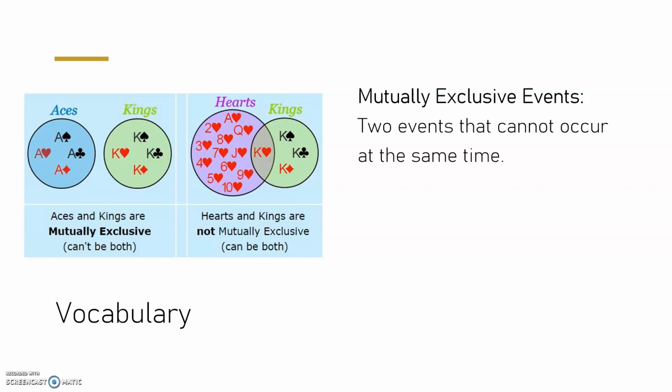However, if you have drawing a heart, which is a suit, and drawing a king, it is possible to be both of those two things because there's one card, the King of Hearts, that's both a heart and a king. So those are not mutually exclusive events.